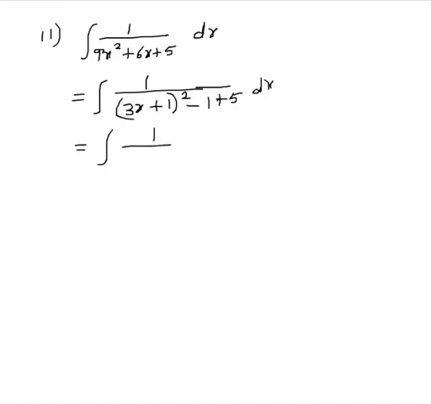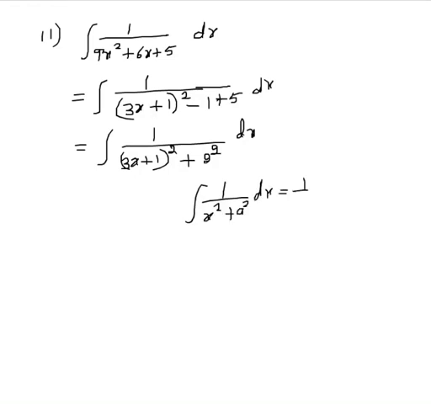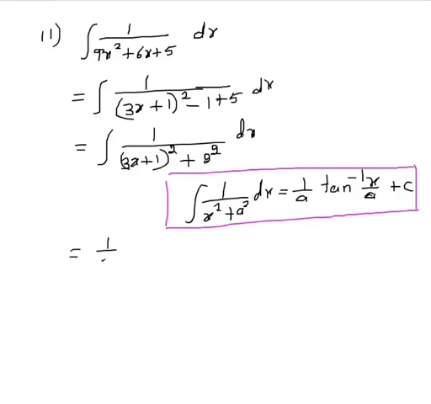This is equal to integral 1 divided by 3x plus 1 the whole square, plus 4, which can be written as 2 square. Now we will use integral 1 divided by x square plus a square formula, which is 1 by a tan inverse of x by a plus c. This is equal to 1 by a, a is 2, tan inverse of x is 3x plus 1 divided by a is 2 and into 3.